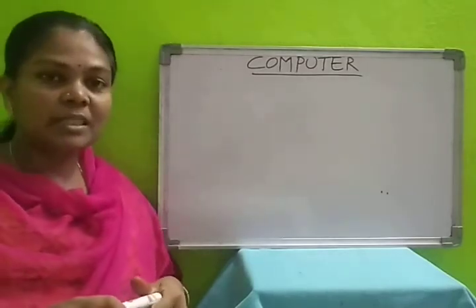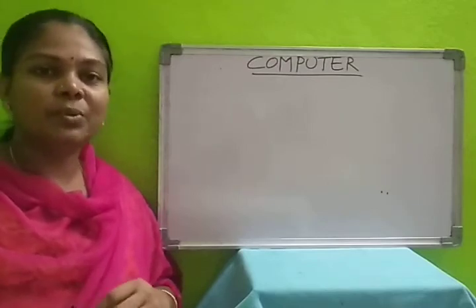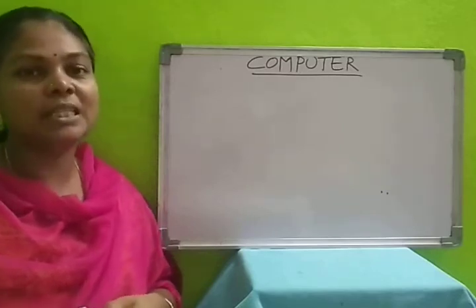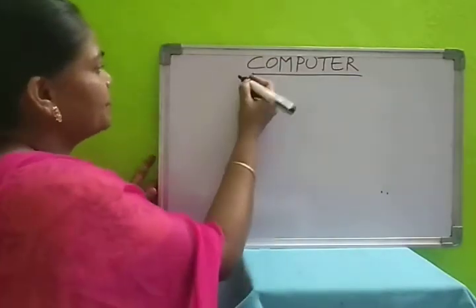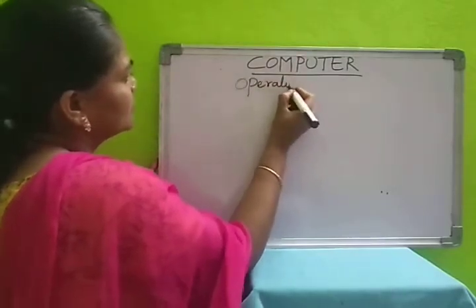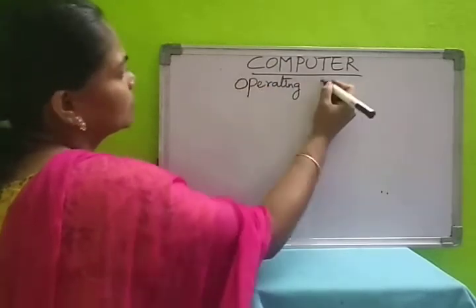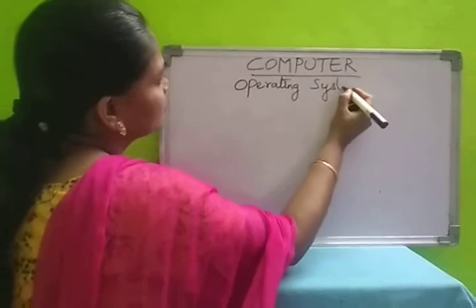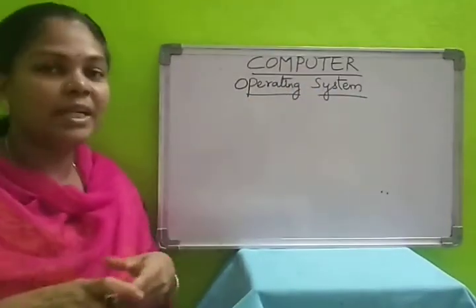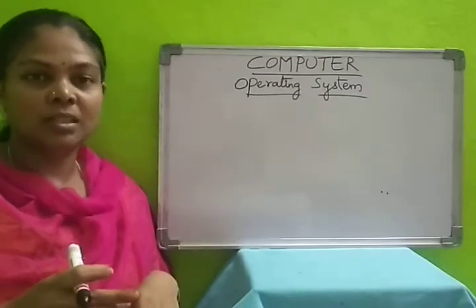From last class onwards, we are learning about computers. In the last class, we learned about input and output devices. Today, we will learn about operating systems. So, what's our lesson name? Operating system. It works like an interface between the user and the computer.